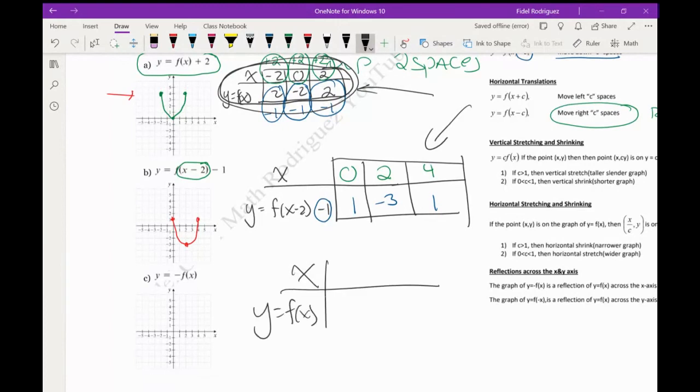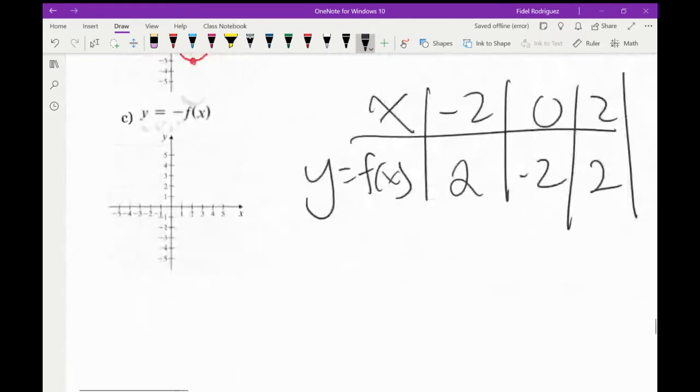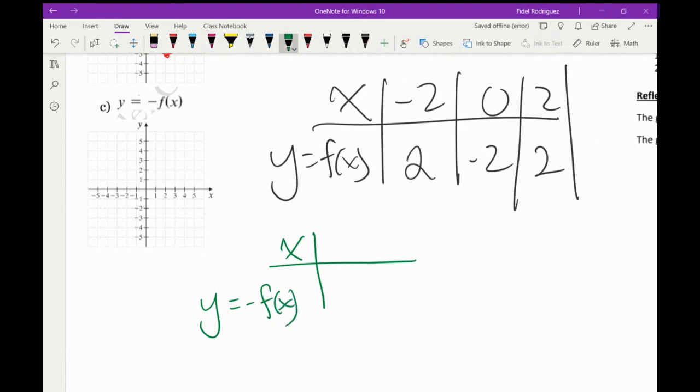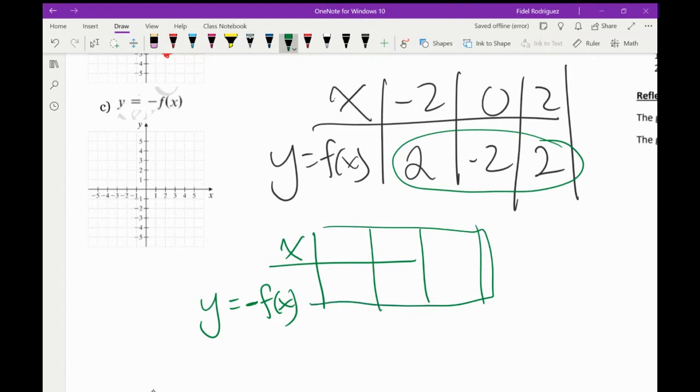Y equals f of x. And we had negative 2, 0, and 2. And we had negative 2 and positive 2. Okay. So just like we did before, I'm going to make a new table for this one. Okay. Notice where the negative is. The negative is on the outside. So what that means is those are going to be the numbers that are going to change. The ones on the top are going to stay exactly the same.